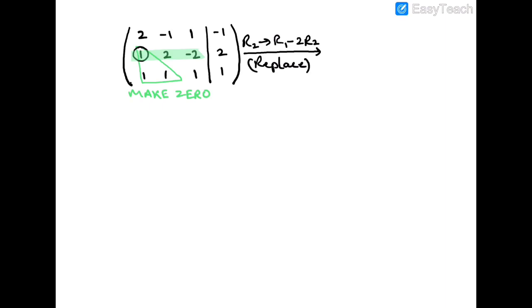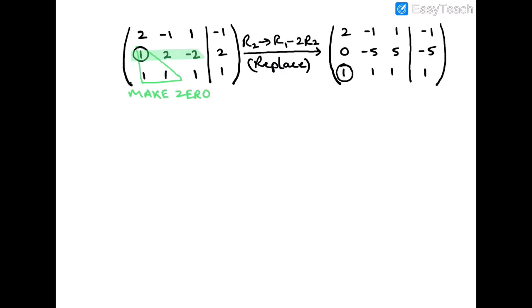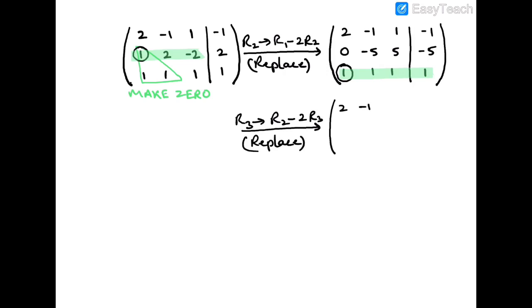Then we will get 2, minus 1, 1, minus 1; then 0, minus 5, 5, minus 5; then 1, 1, 1, 1. Now try to make this one 0. For that, R3 is replaced as R2 minus 2R3, and we will get 2, minus 1, 1, minus 1; 0, minus 5, 5, minus 5; and R3 will be 0, minus 3, 1, minus 3.